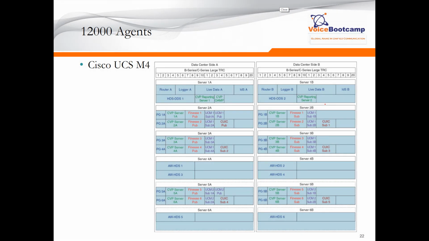But for 12,000 is even more. So you got 1, 2, 3, 4, 5, 6 servers. Duplicate on the side B will also have 6 servers. So in total of 12 physical M4 servers you need to purchase. And then if you count the number of virtual machines, it will be definitely more than 30.